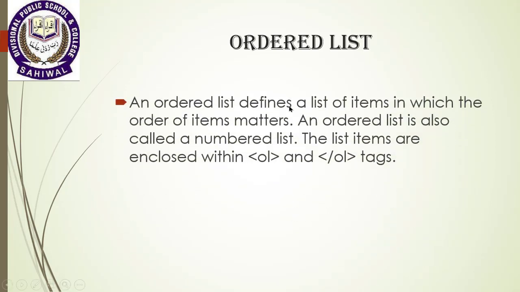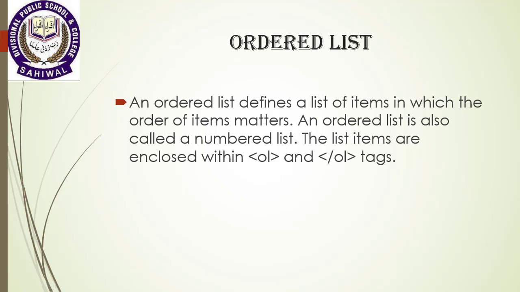An ordered list defines a list of items in which the order of items matters. Students, in an ordered list, the order of items matters. It means the sequence of the items is important. An ordered list is also called a numbered list.